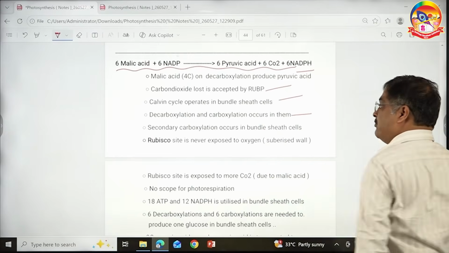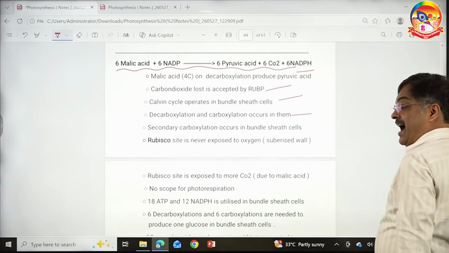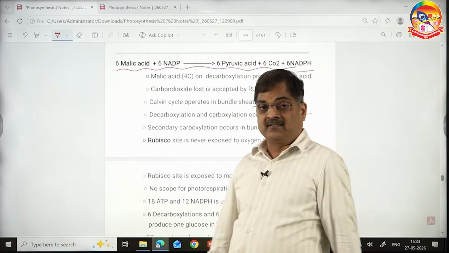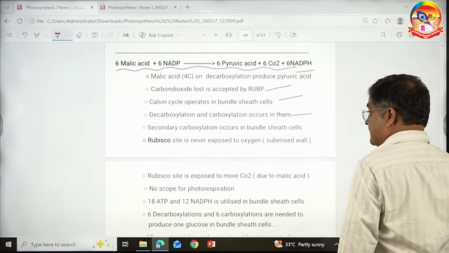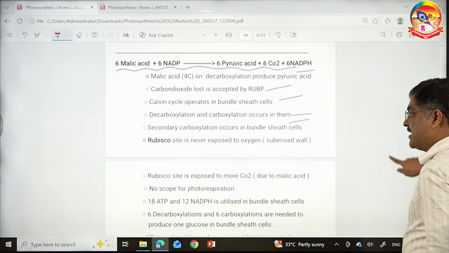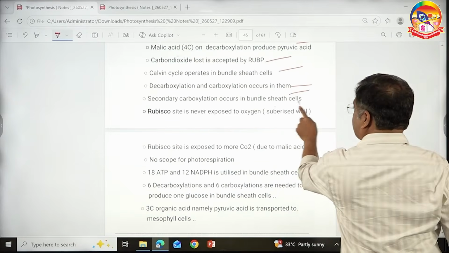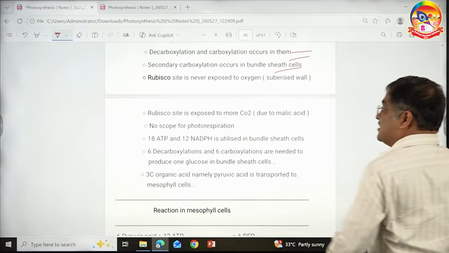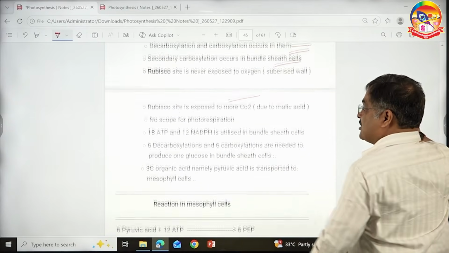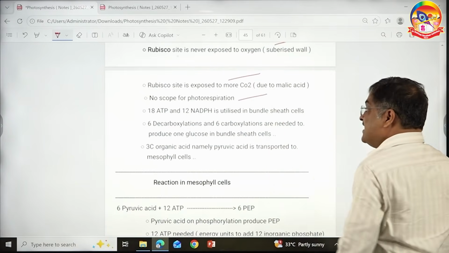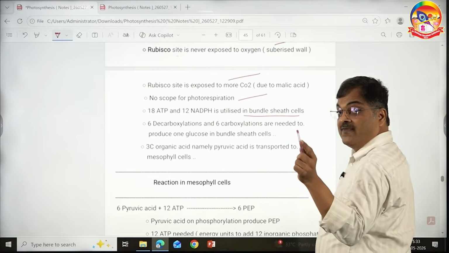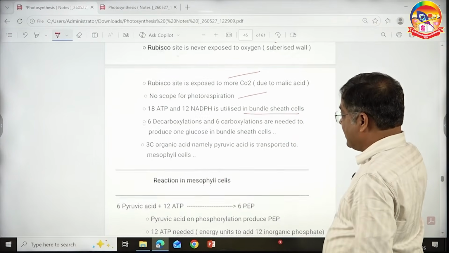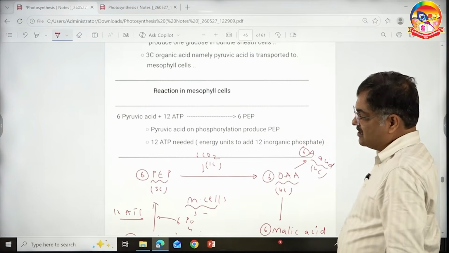Decarboxylation and carboxylation, both of them occur in bundle sheath cells. Decarboxylation is a prerequisite for Calvin cycle to occur. So that's what it is. Secondary carboxylation occurs in bundle sheath cells. Rubisco site is never exposed to oxygen. Rubisco site is always exposed to CO2. No chance for photorespiration. 18 ATP and 12 NADPH2 in bundle sheath. Another 12 ATP in mesophyll, total 30 ATP. All right, this is the 30 ATP.